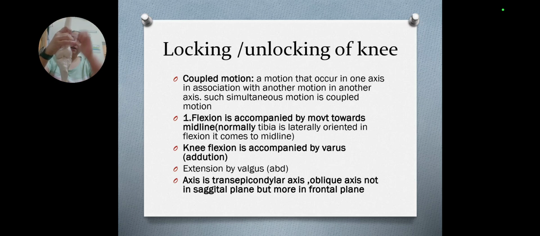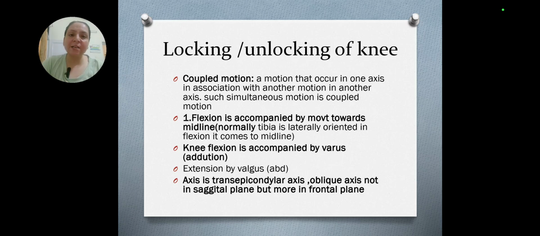Why so? The femur is obliquely oriented. Now when I bring it into flexion, the tibia is in line with the femur. Can you see? It has come out. So in flexion, the tibia is coming to the midline. In flexion, the tibia is moving towards the midline, and flexion is bringing about an adduction force, or a varus stress, or a varus force, whereas extension is bringing about an abduction force or a valgus force.